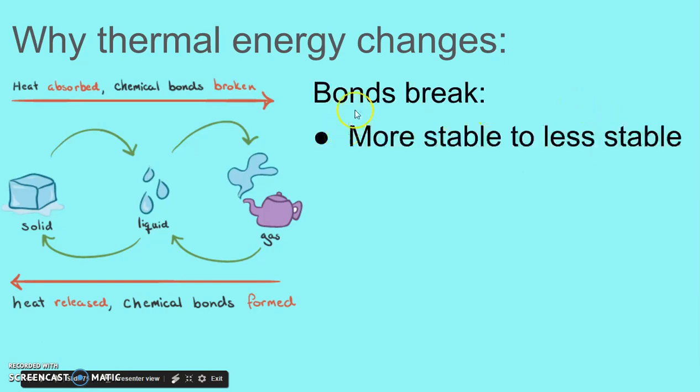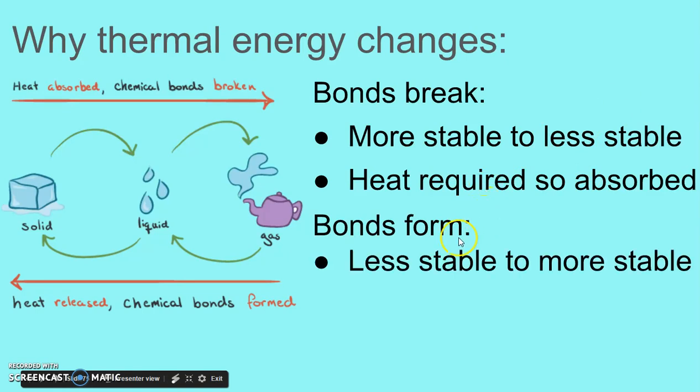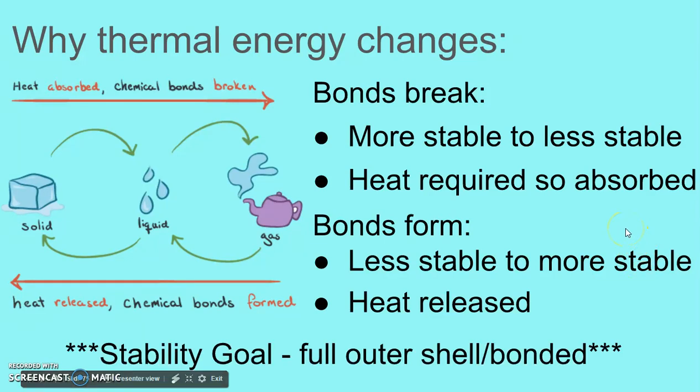So bonds break. When we have bonds break, they go from more stable to less stable. So the stability of the bonds decreases, and heat is required to do that. If you're going from more stable to less stable, you're going to have to give it energy to make it less stable. So heat is taken in. If you have bonds that are forming, it goes from something less stable to more stable, so heat is going to be released out. It doesn't need that energy anymore, so it's going to give it out to the surroundings.